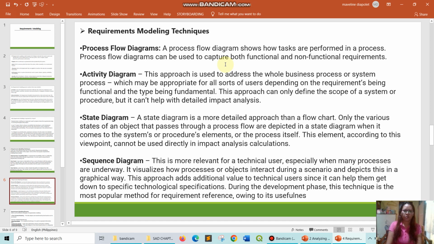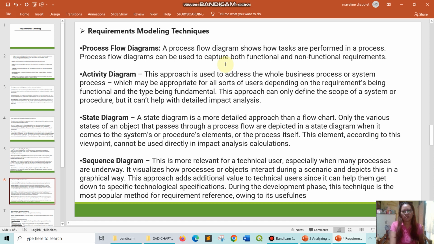State diagram is a more detailed approach than a flowchart. Only the various states of the project that passes through a process flow are depicted in a state diagram when it comes to system or procedures elements or process itself. This element, according to this viewpoint, cannot be used directly in impact analysis calculations.